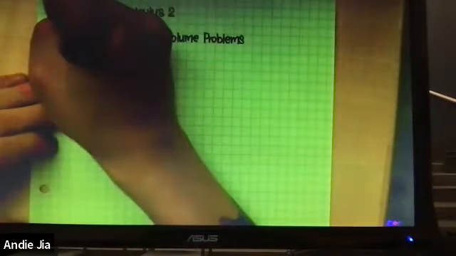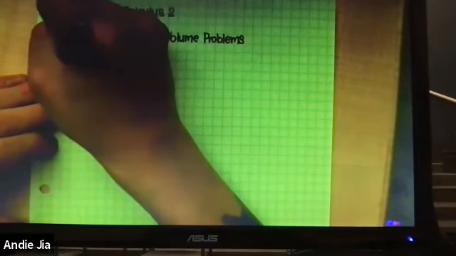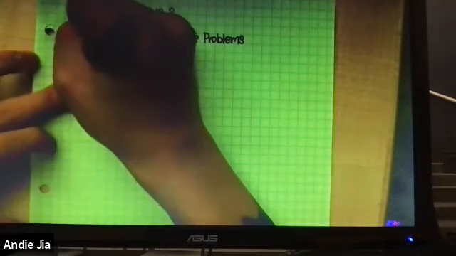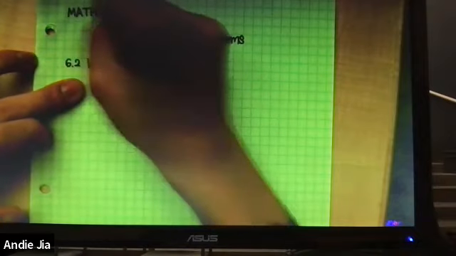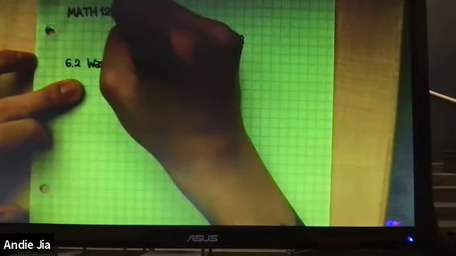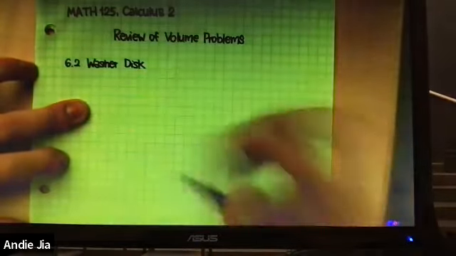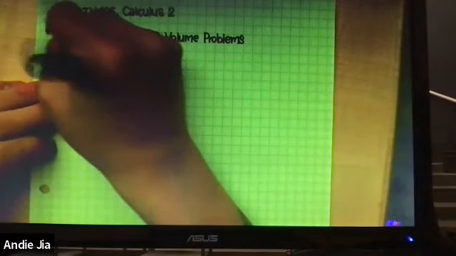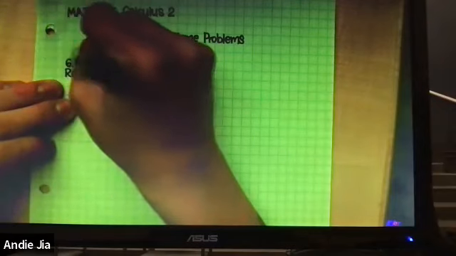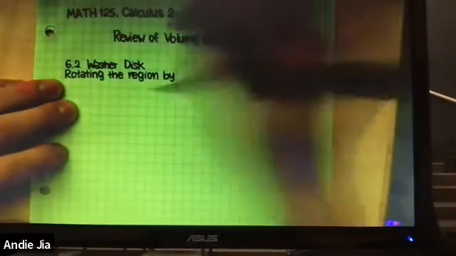So the first type of volume is 6.2, the washer and disk method. It is obtained by rotating the area about a horizontal axis, if they're in terms of x.